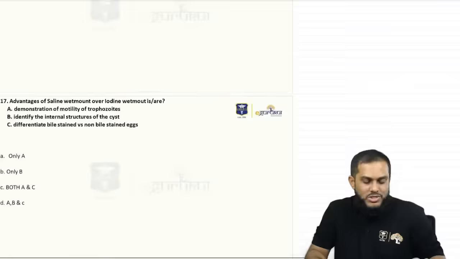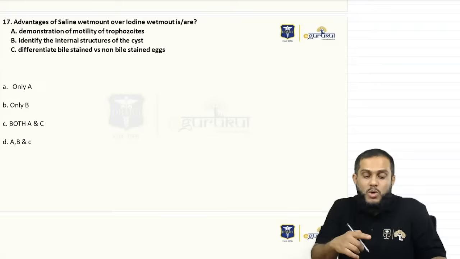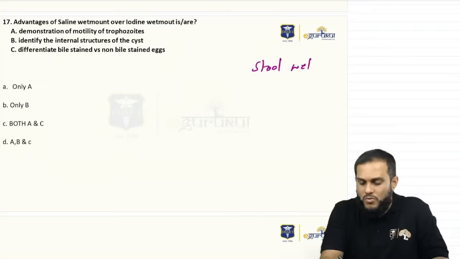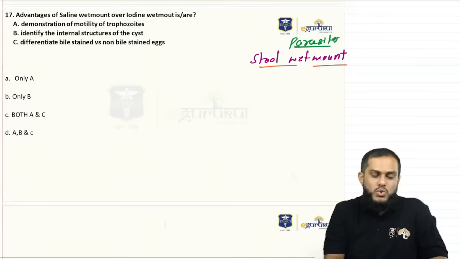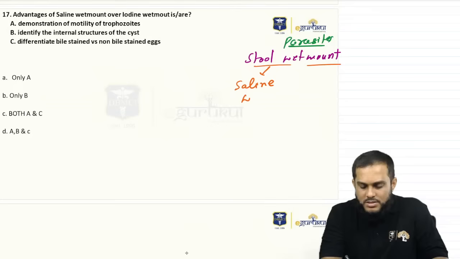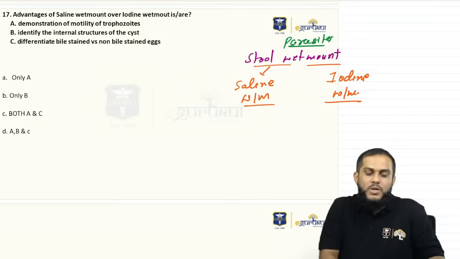Question number 17. Sir, advantages of saline wet mount over iodine wet mount. Sir, they are asking about the stool wet mount. Stool wet mount, what we do for parasites. Sir, for parasites, we do stool wet mount. One drop of stool sample, one drop of saline, that is saline wet mount. One drop of sample, one drop of iodine, that is iodine wet mount.